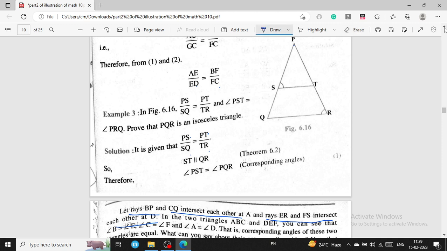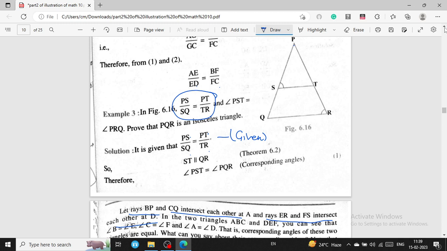We have given this statement. According to this given statement, we can say that theorem 6.2, which is the converse of BPT.